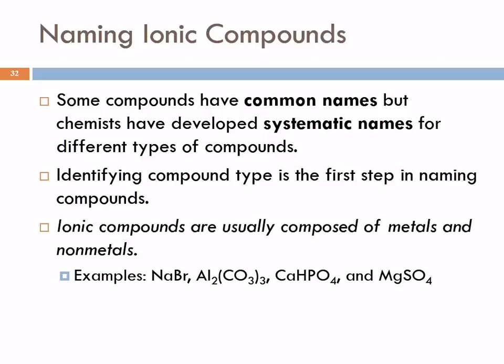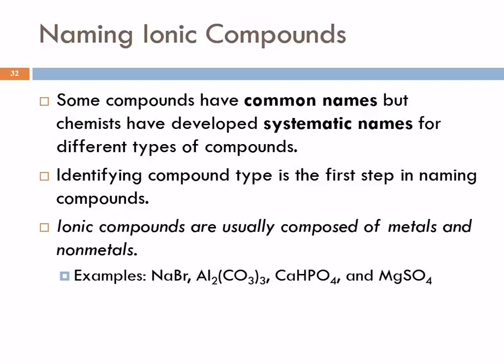So that's writing formulas for ionic compounds. Compounds also have names. Some compounds have common names, but all of them have systematic names. And to systematically name this enormous variety of compounds, we have to give different sets of rules for different types of compounds. So ionic compounds have one set of rules for naming, and molecular compounds have a different set.